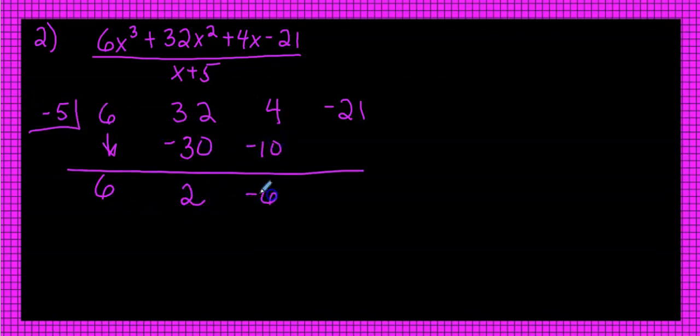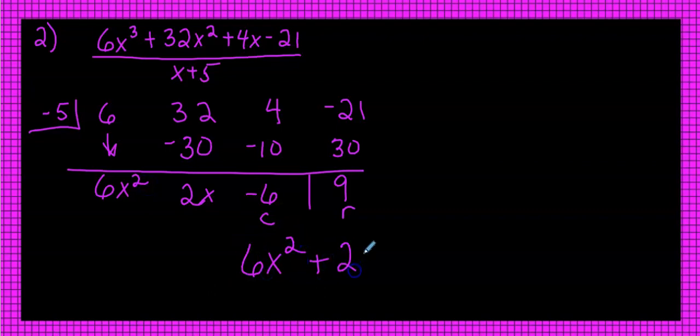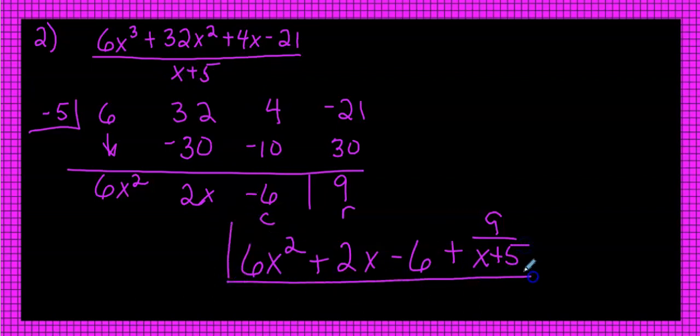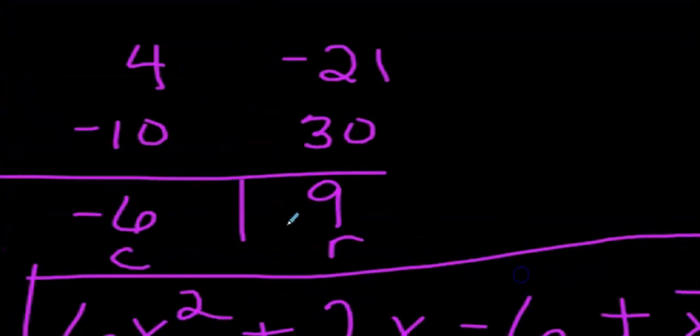That is a -6. -5 times -6 is 30. So I got a 9 there. This is my remainder, my constant, my x squared. So my answer looks like this. This is a +9, so it's going to be plus 9 in the numerator. The denominator is the original factor. So what this tells me is x plus 5 is not a factor of this. The way I would know it's a factor is if I got a 0 remainder.